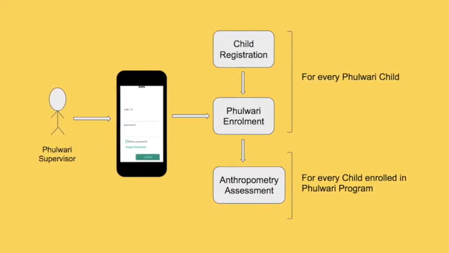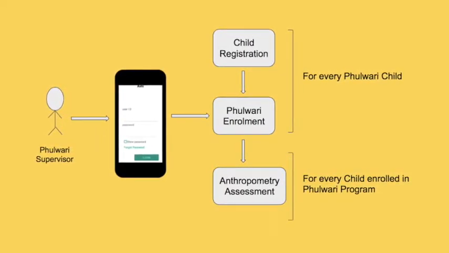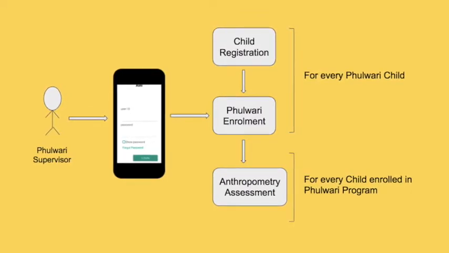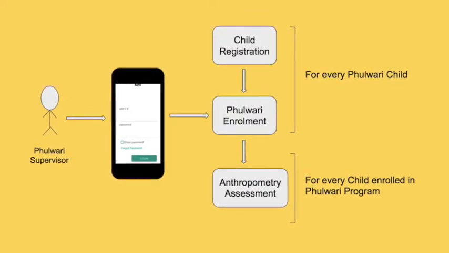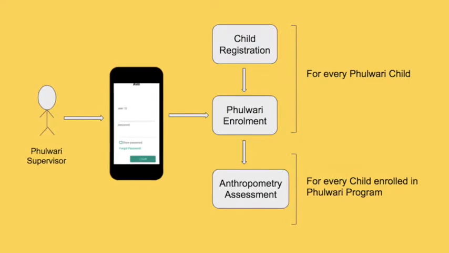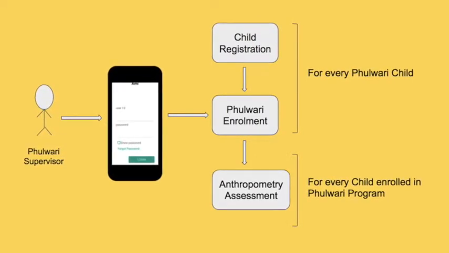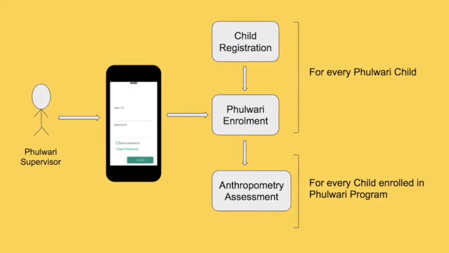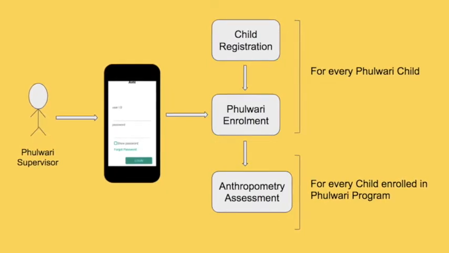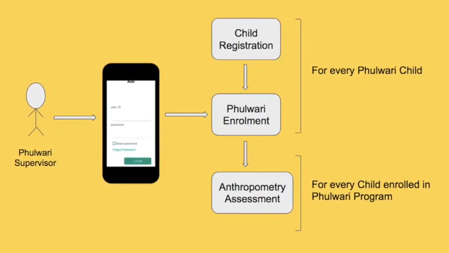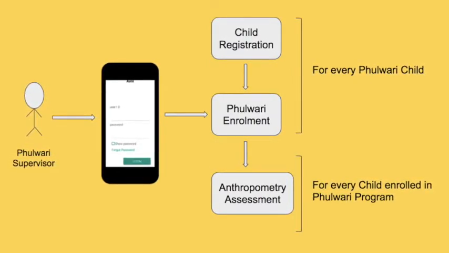called Phulwari. The app is used by supervisors to record an anthropometry assessment of every child in creche once a month. A typical workflow would be child registration, followed by enrollment in Phulwari program, followed by monthly anthropometric assessments.